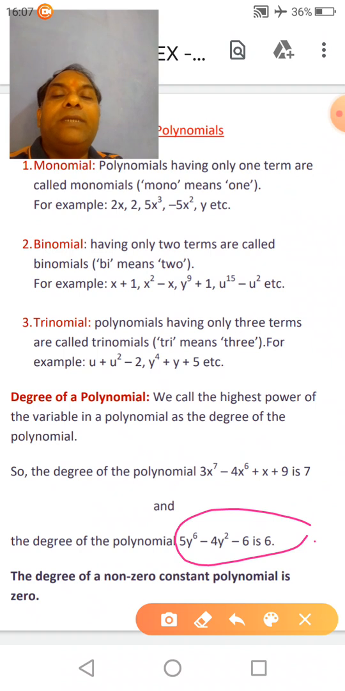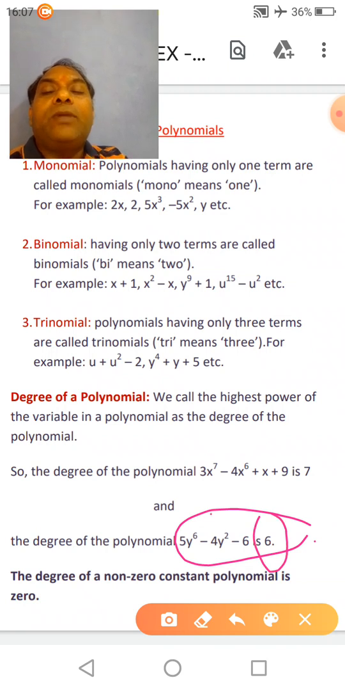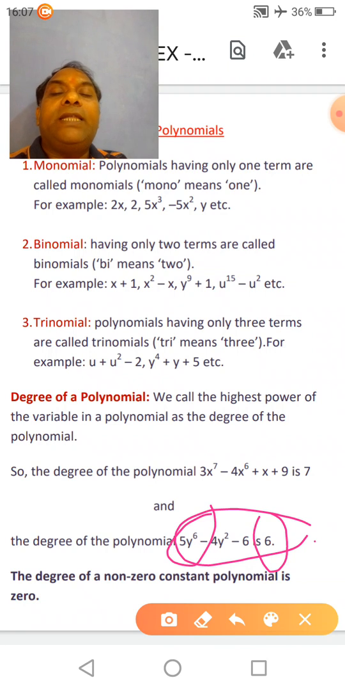5y to the power 6 minus 4y square minus 6. So the degree of the polynomial is 6 because the highest power of the variable is 6. Here the variable is y and its highest power is 6. So the degree of the polynomial is 6. So we can say that the highest power of the variable in a polynomial is the degree of the polynomial. Clear?